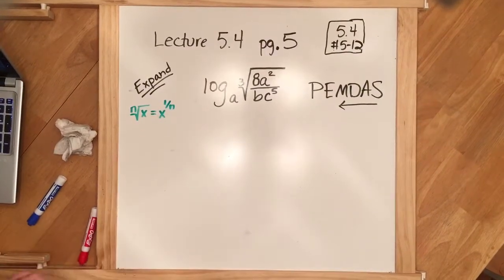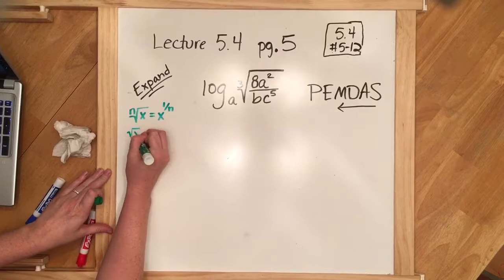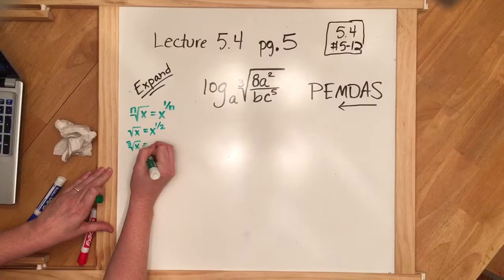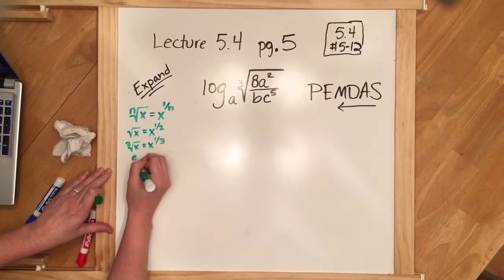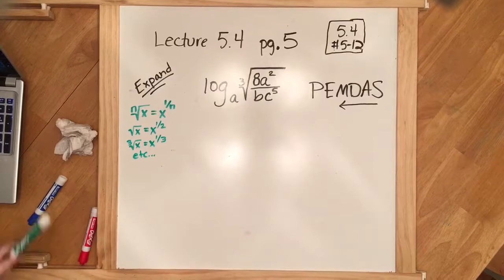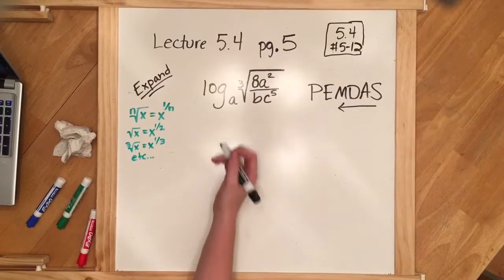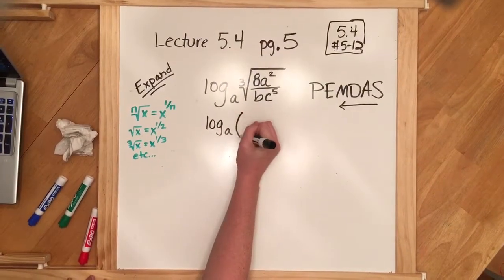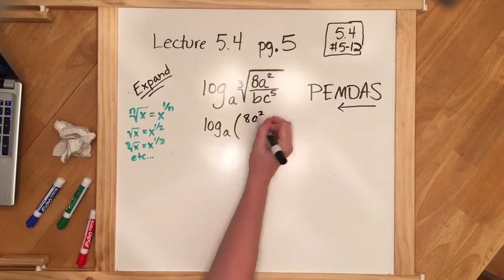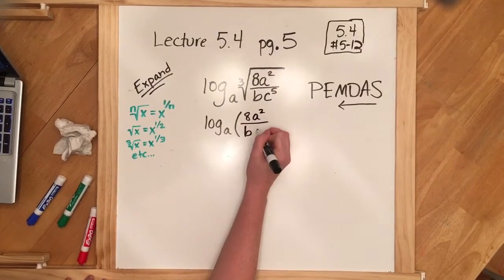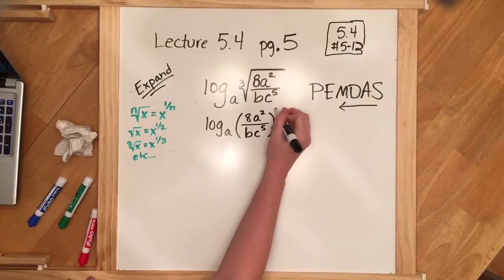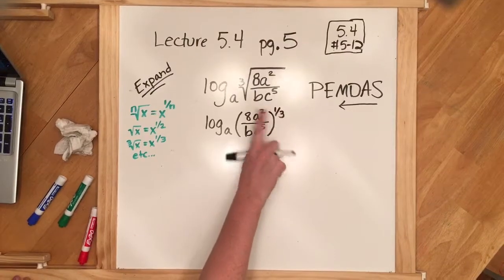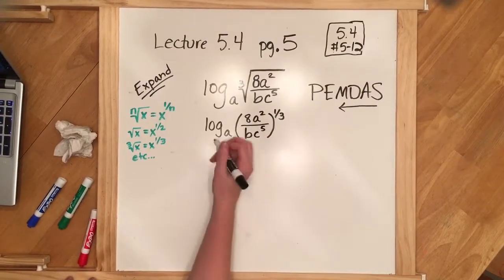So the square root of something is x to the 1/2. So the cube root of something is x to the 1/3, and etc. So over here we have log base a of 8a squared over b times c to the 5th, all raised to the 1/3. And again, before I start expanding, I want to simplify this. I'm actually going to distribute that 1/3 to everything.